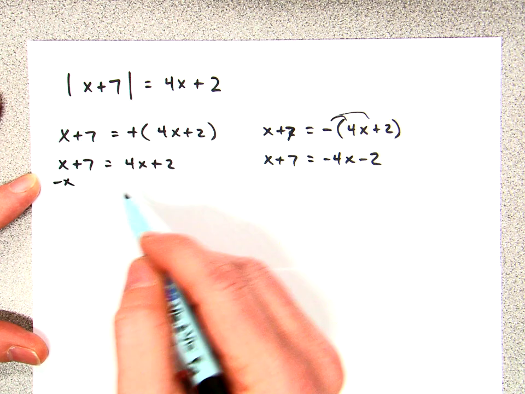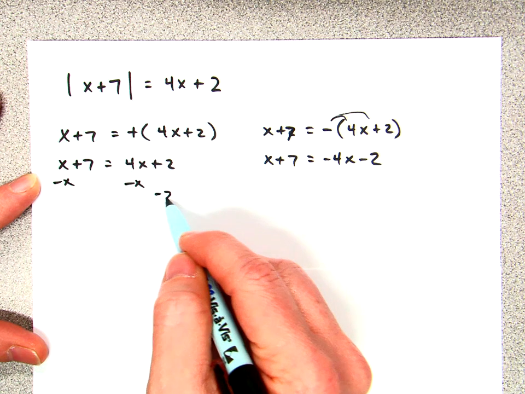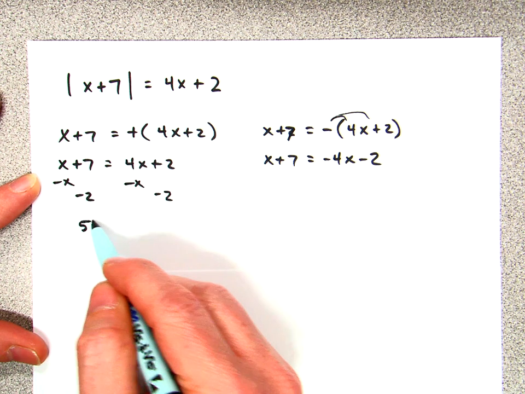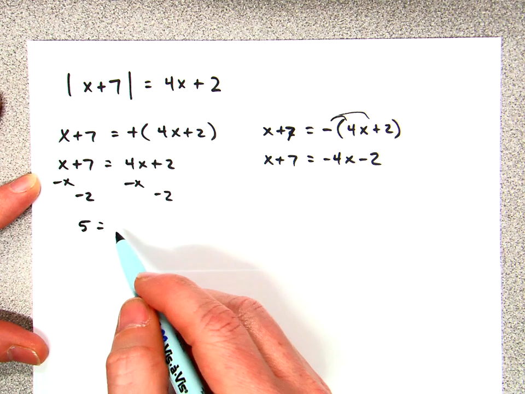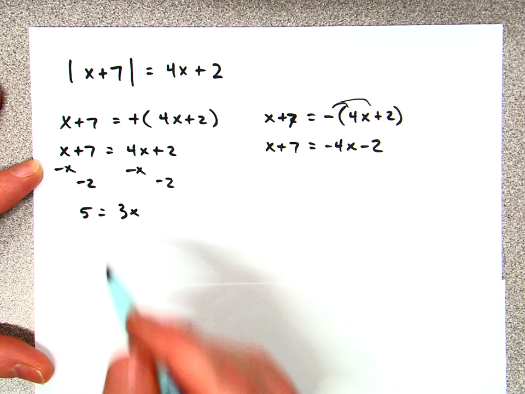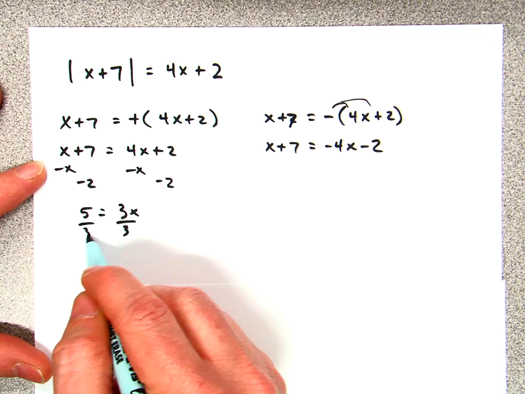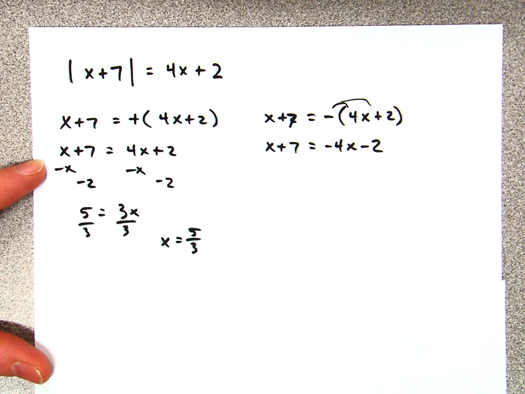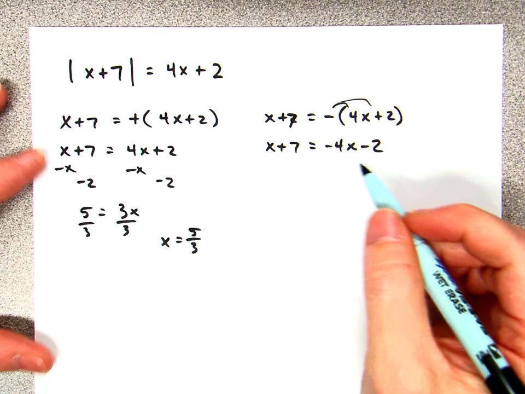So I'm going to move the x over here. I'm going to subtract the 2. So 7 minus 2 is 5. 4x minus x is 3x, right? And if I divide by 3, x is equal to 5 over 3. Okay, I'm going to leave him there for now.